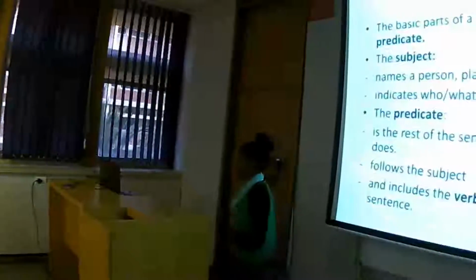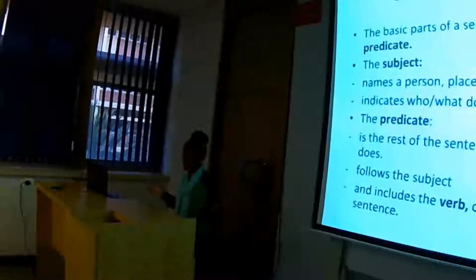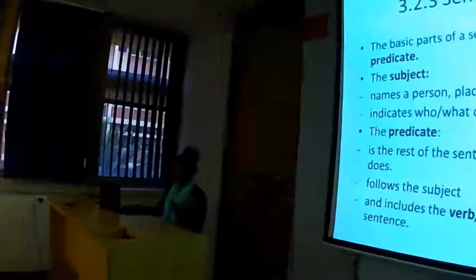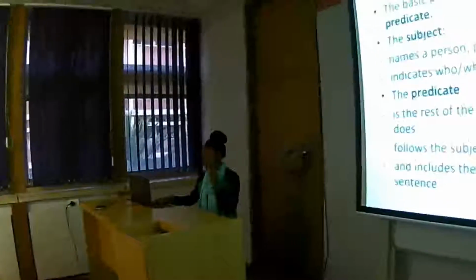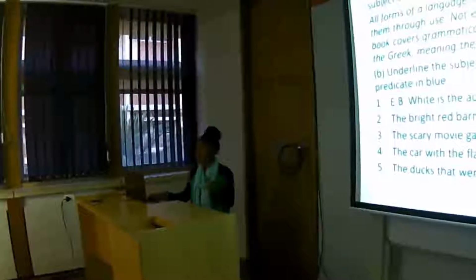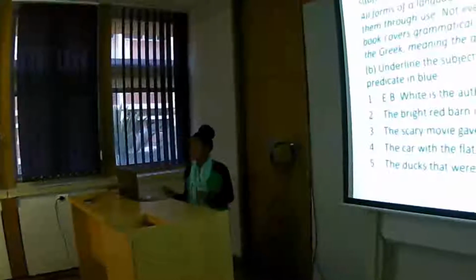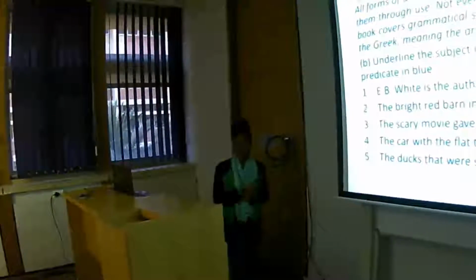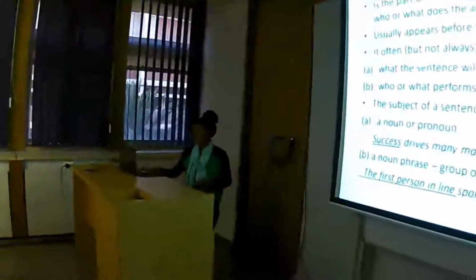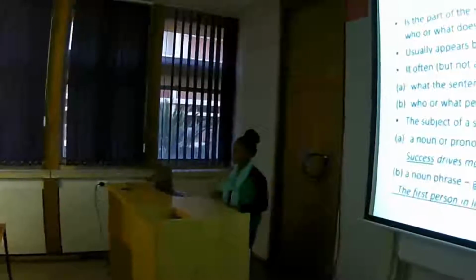Okay. And then a sentence also has a predicate, okay? A predicate is the rest of the sentence, all right? That tells us what the subject does, okay? It follows the subject. It includes a verb, object, and phrases of the sentence. For example, E.B. White's bright red barn in a field has horses and mules, right? Who can tell me which one is the subject in that sentence? E.B. White is the subject. Well done. That is correct.